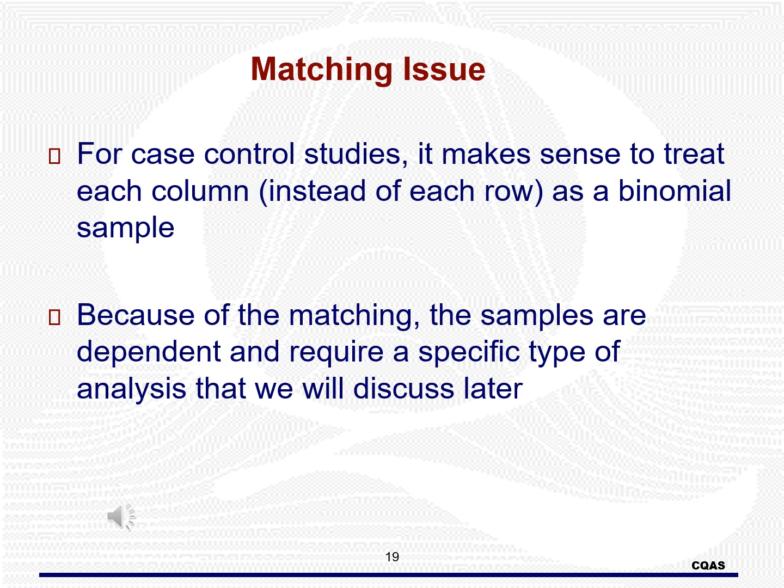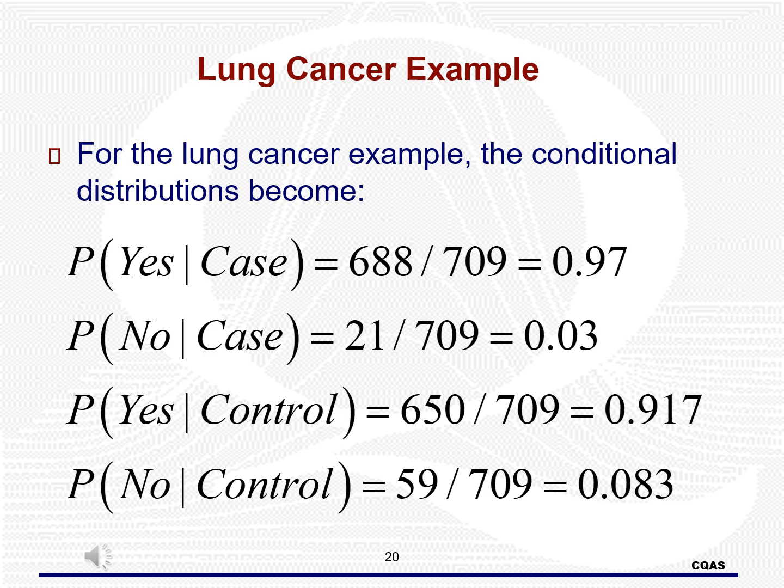Let's take a look at the conditional distributions for the lung cancer example. Here are the conditional probabilities for the lung cancer study. Notice that the probability that you smoked given that you have lung cancer and the probability that you smoked given that you don't have lung cancer are both quite high. This is probably a reflection of the time period.